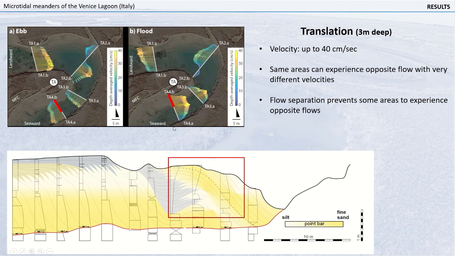We have ebb dominance in terms of planform evolution because we have erosion on one side where ebb currents are directed against the bar, and deposition on the opposite side. But the deposition is mainly controlled, especially in terms of grain size, by the flood currents.